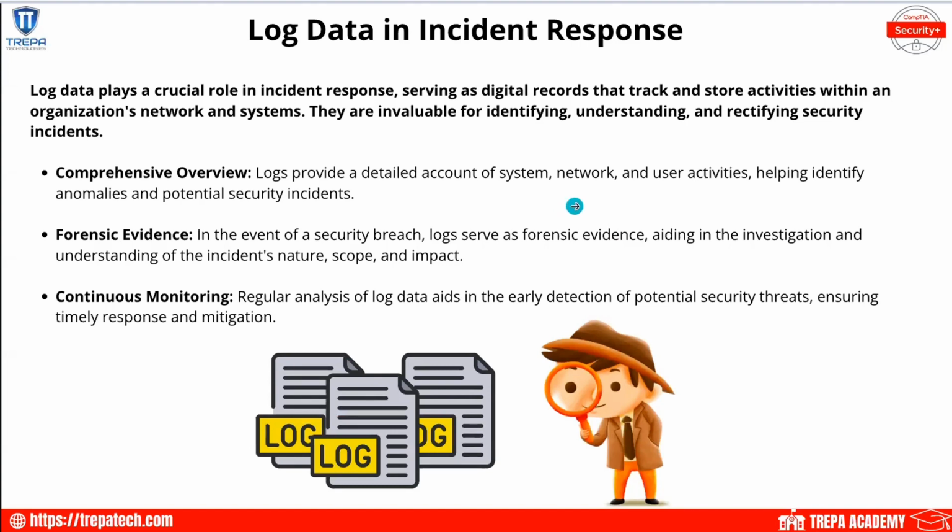Log data plays a crucial role in incident response, serving as digital records that track and store activities within that organization's systems, the infrastructure. So they're invaluable for identifying, understanding, and rectifying security incidents. So we have forensic evidence. So that is like, okay, we had a breach, we had an incident. Let's go through the logs now. This is now evidence. And then we also want to have continuous monitoring of all of our logs.